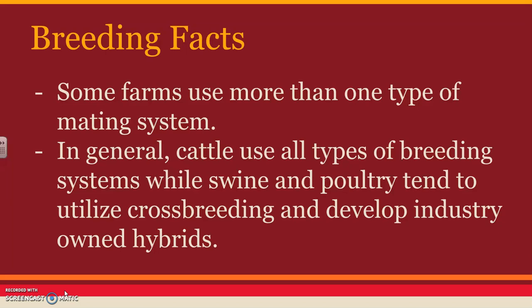Some farms will actually use more than one type of mating system. Typically speaking, cattle will use all types of breeding systems, while swine and poultry really tend to utilize crossbreeding. And they really end up developing their own industry hybrids.